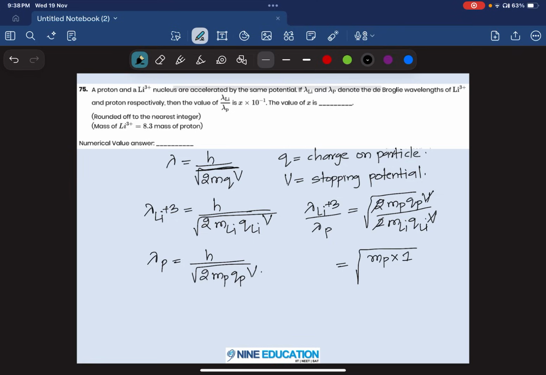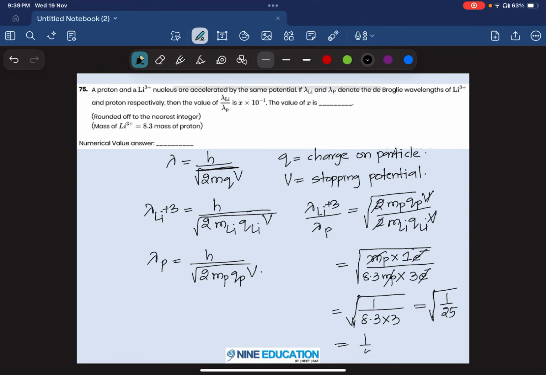Charge of proton is 1 unit, let us say. If charge of proton is 1 unit, then charge of lithium would be thrice of that. And mass of lithium they have given as 8.3 into mass of proton. So here these all get cancelled and we will get the calculation as 8.3 into 3. It is around 24.9. Almost it is 25.